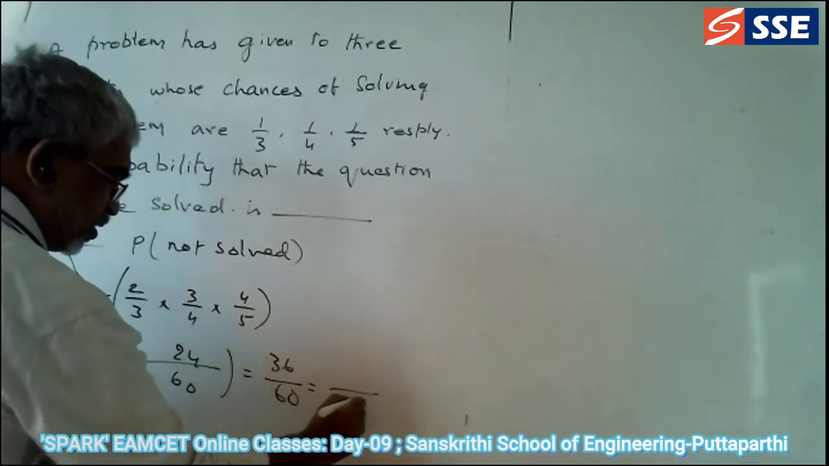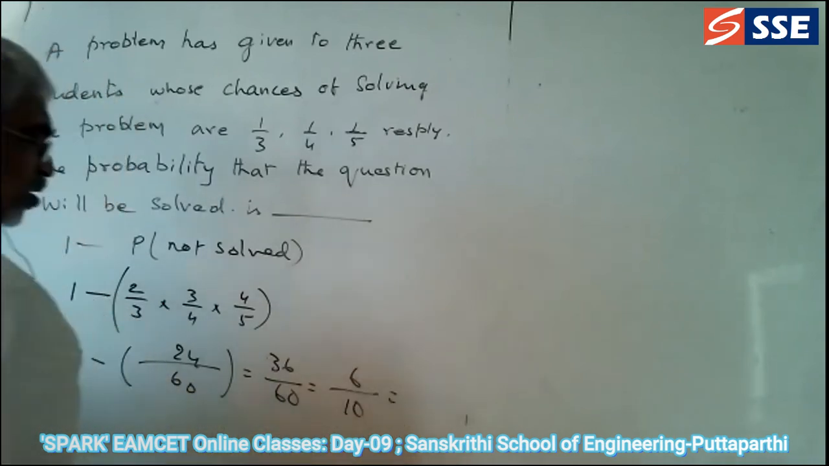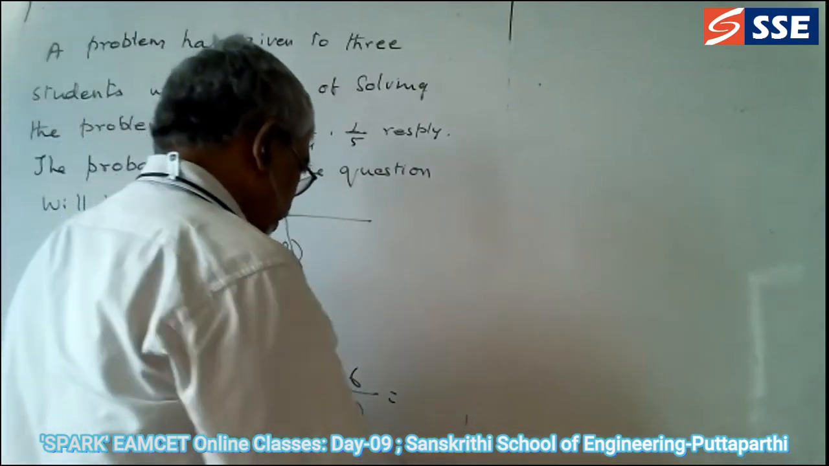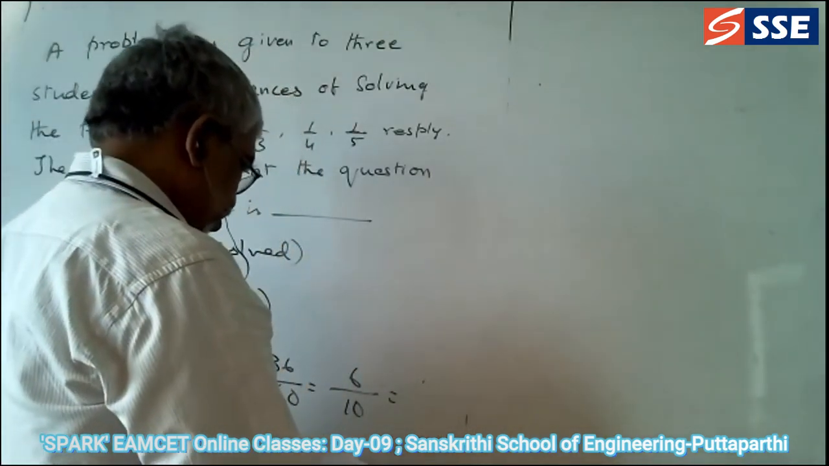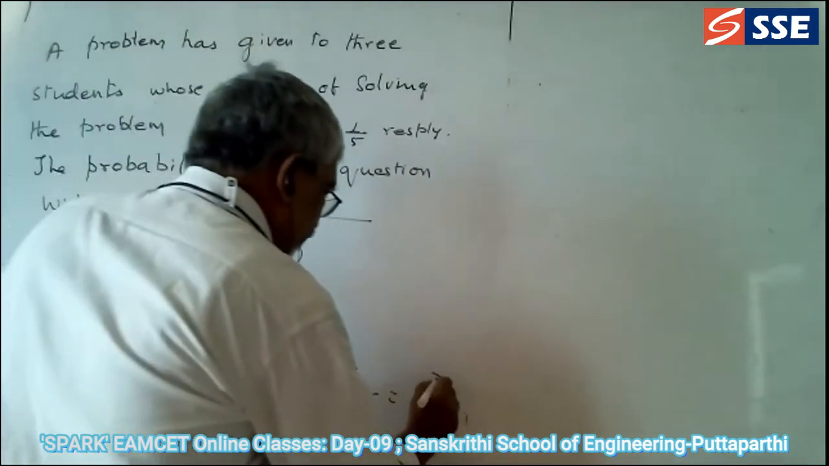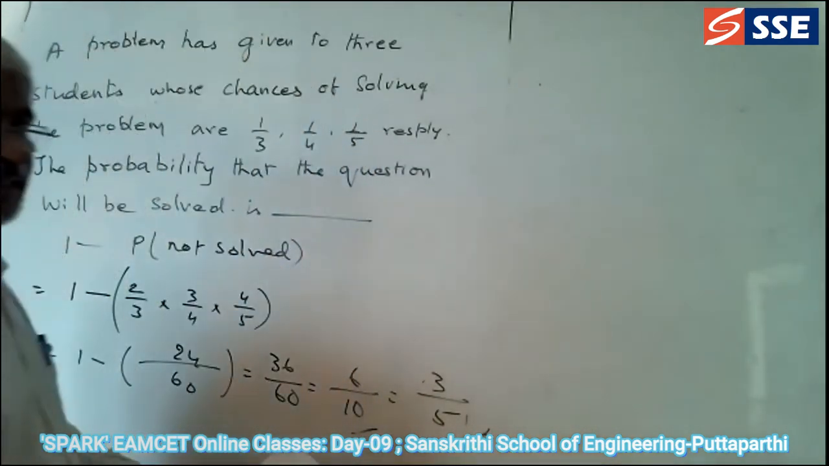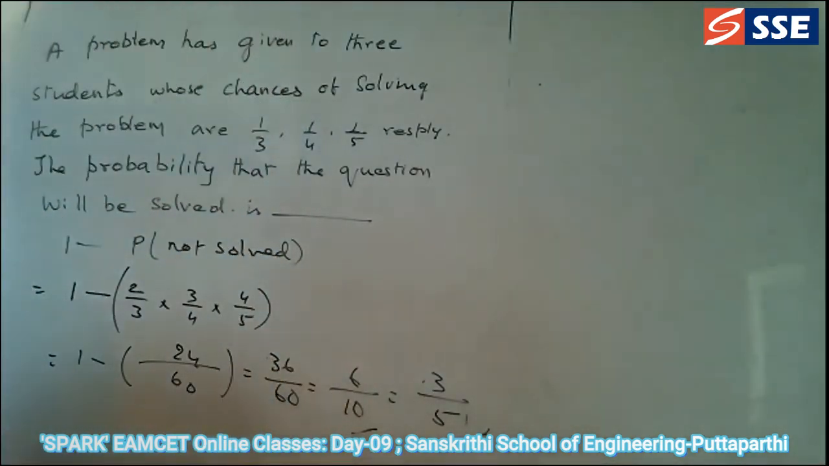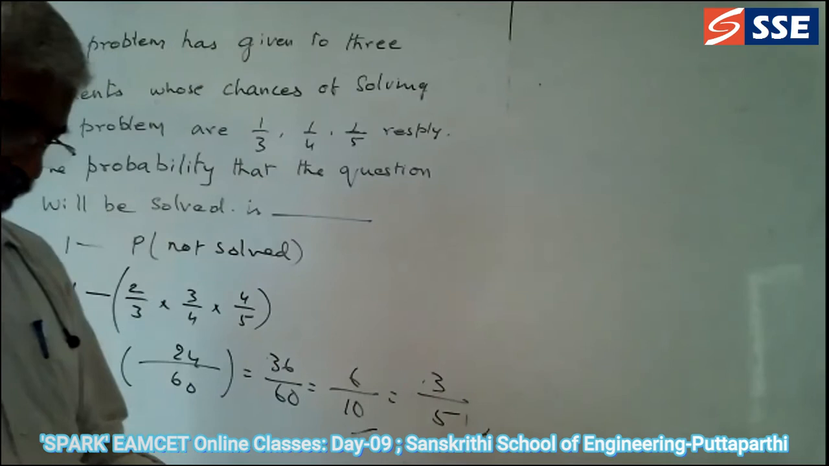So 36 by 60, divide by 6, 6 sixes are 36. So what do you get? 6 by 10 is the answer, or 3 by 5. So 3 by 5 also is your answer. You can go for that. So you can do like this also, or you can use the formula for A union B union C also. You can use this.